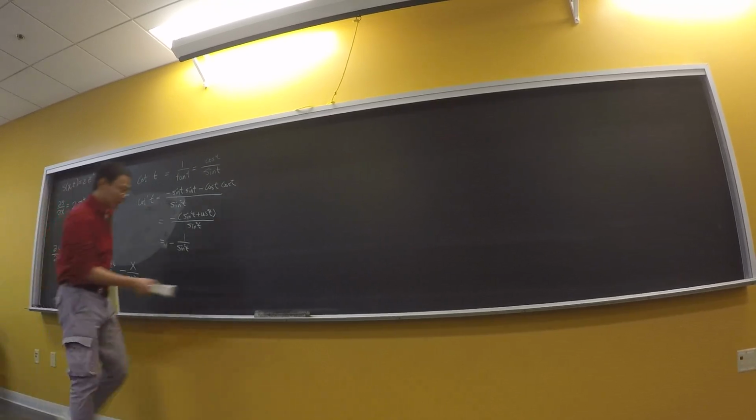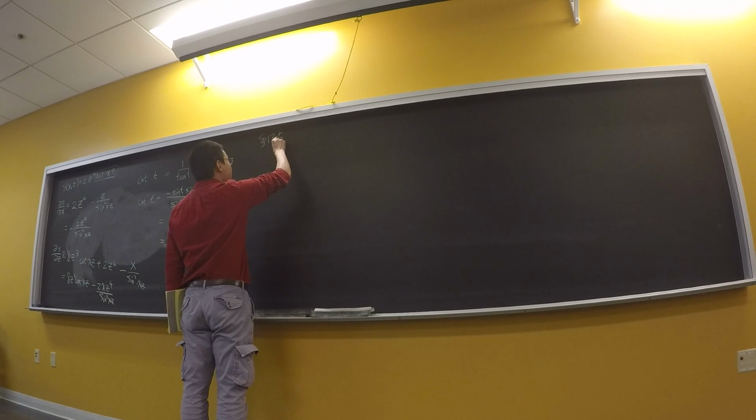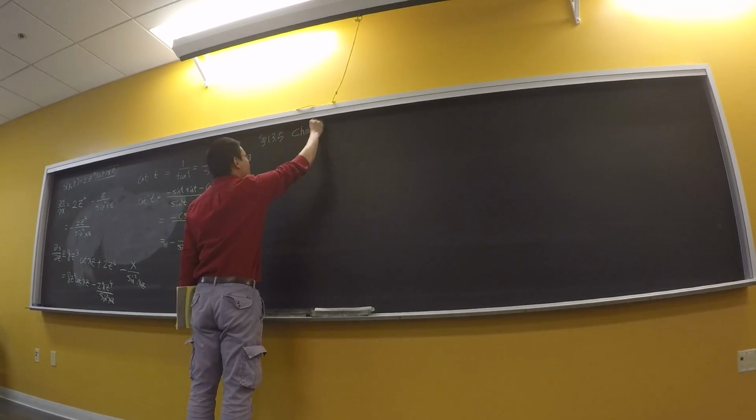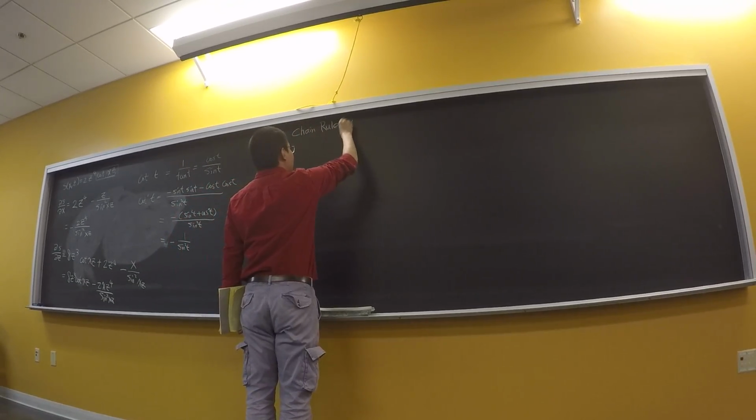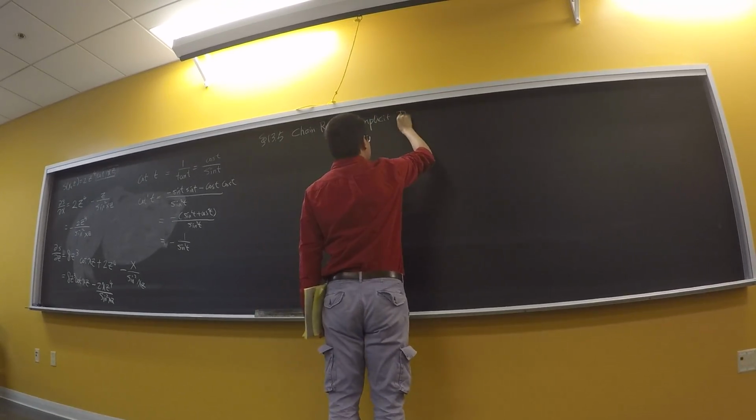Okay. So in today's lecture, I want to talk about section 13.5, chain rule and implicit differentiation.